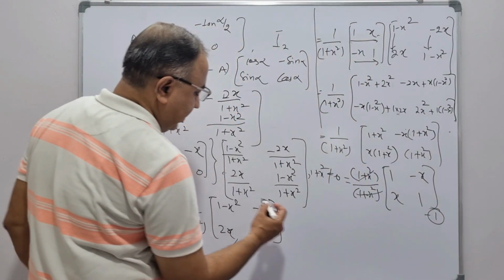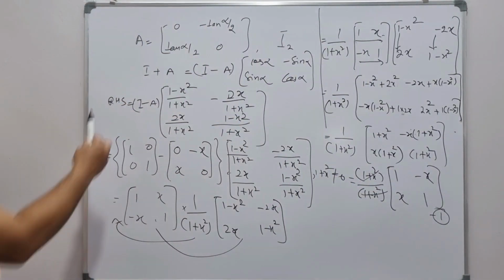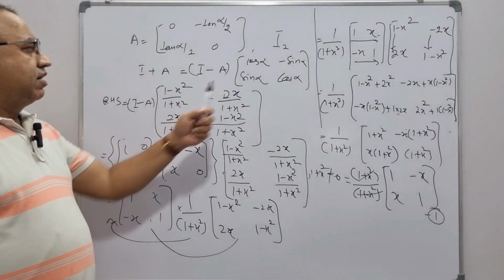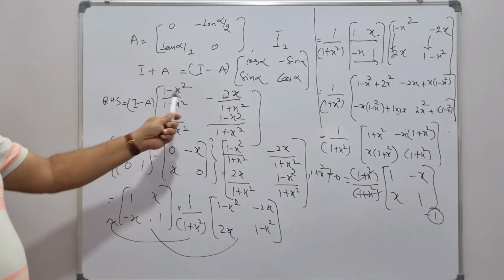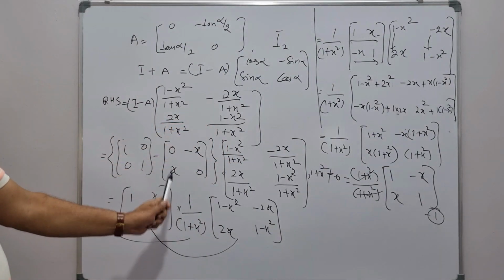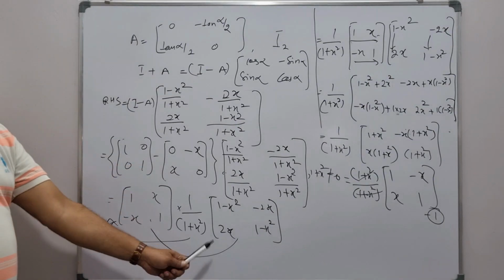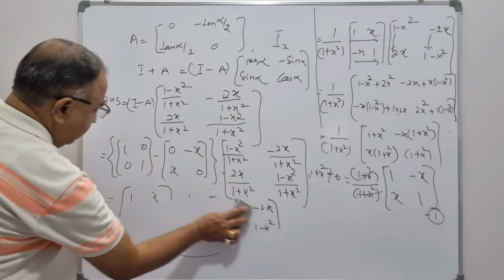Now come to the left hand side. I will drop this portion which we have done. So this was our right hand side, I minus A. We replaced cos alpha, sin alpha using that identity formula, and x means tan alpha by 2. We simplified the bracket, multiplied this 2, which is the result here.